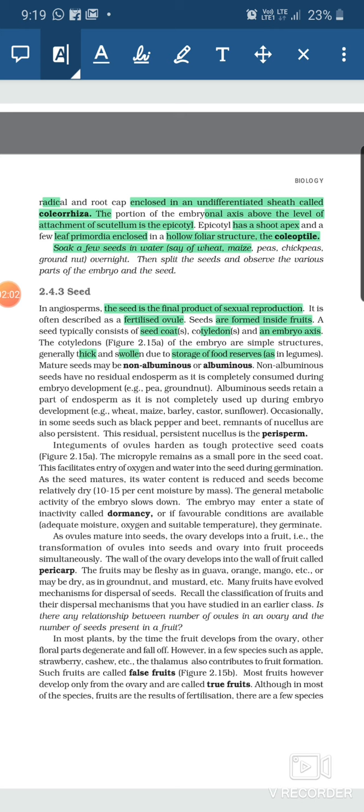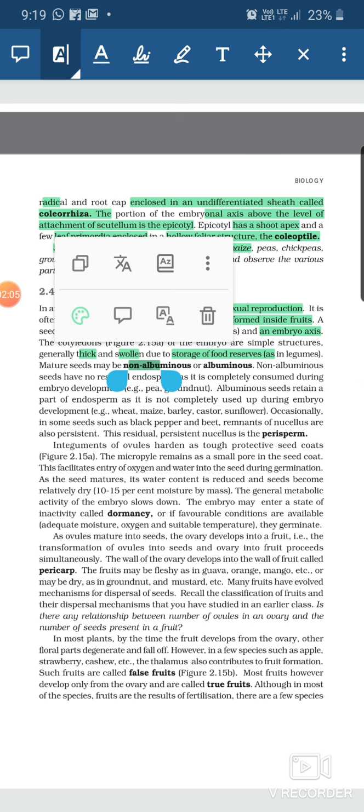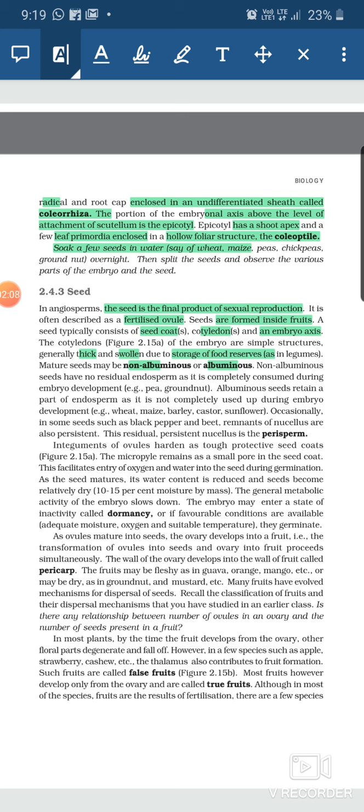Mature seeds can be categorized into two main types, non-albuminous or albuminous. We can divide them into two on the basis of the presence or absence of the endosperm. The non-albuminous seeds are those which have no residual endosperm, as it is completely consumed during embryo development. The common examples of non-albuminous seeds are pea and groundnut. In these examples, you can see that the endosperm is completely used.